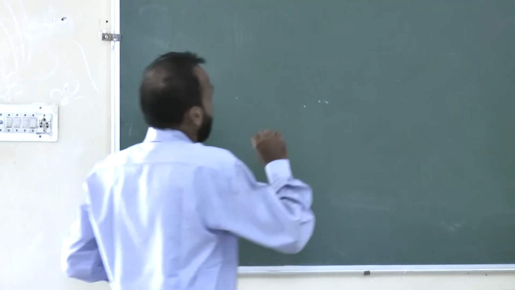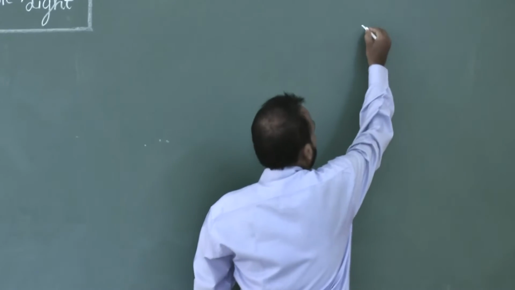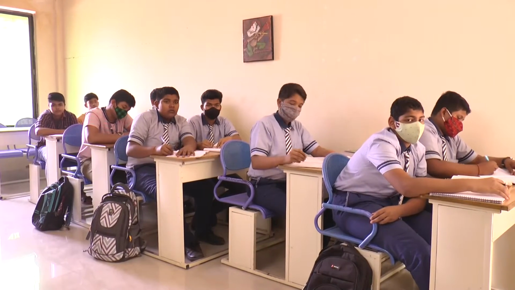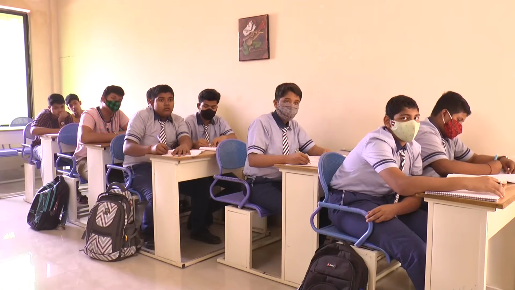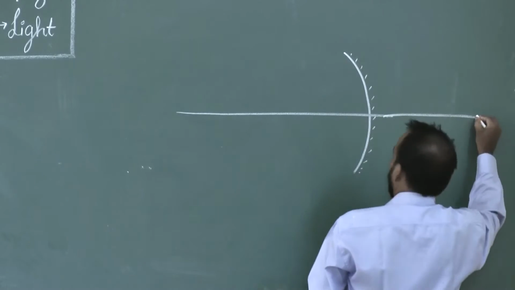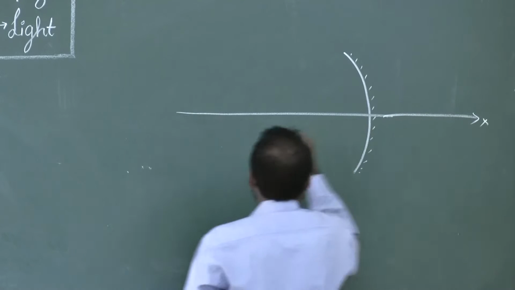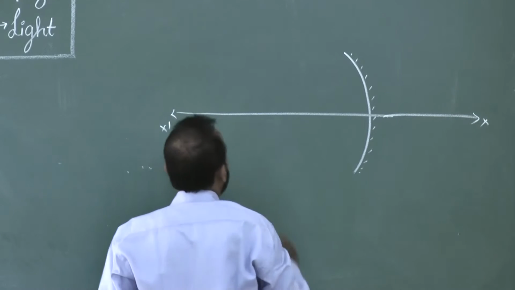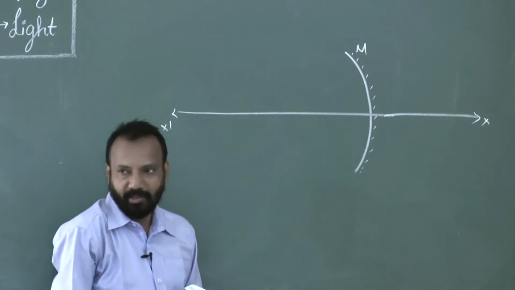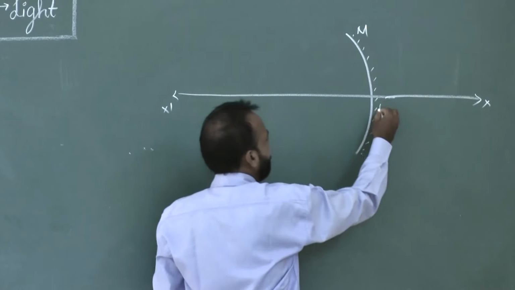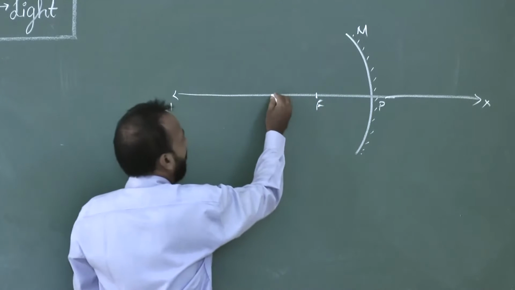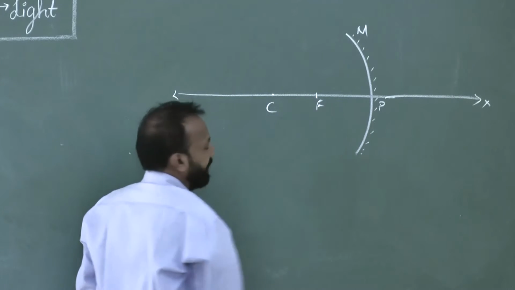Now again the mirror is there. Another condition we will discuss. Outside coated means what kind of mirror? Concave mirror. What does this line stand for? Principal axis. Let it be M for the mirror, and this is P for the pole of the mirror. Now let it be the focus, and somewhere here, the center of curvature.